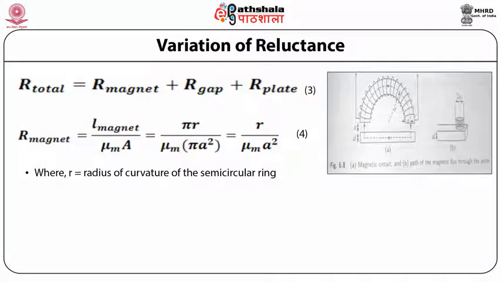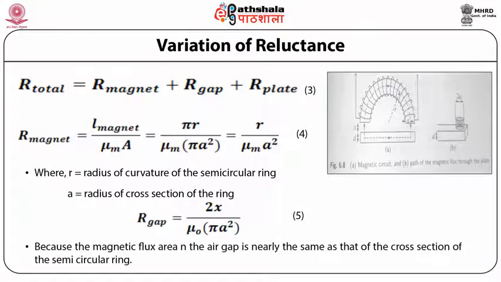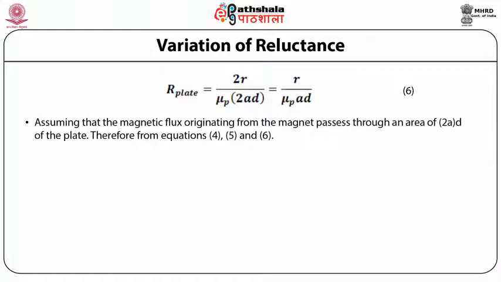the semicircular ring, a is the radius of cross section of the ring, and we have the R gap, which is given by 2x by mu naught pi a square, because the magnetic flux area in the air gap is nearly the same as that of the cross section of the semicircular ring. And the R plate is given by 2R by mu p 2ad, which is equal to R by mu p ad. So we assume that the magnetic flux originating from the magnet passes through an area of 2ad of the plate.